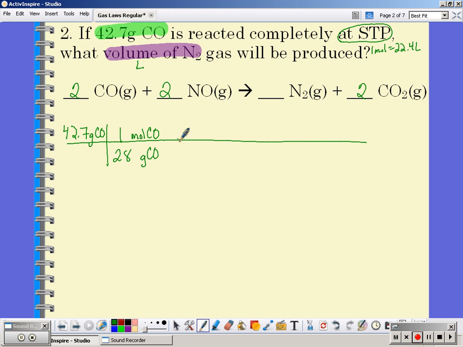Then I can use my mole ratio to go from CO to N2. 2 is the coefficient in front of CO, 1 is the coefficient in front of N2. Then I can take my moles and convert to liters by knowing that 1 mole is 22.4 liters. And then we just have to multiply and divide. So we have 17.1 liters of N2.